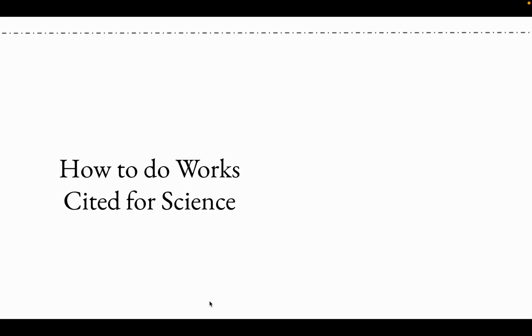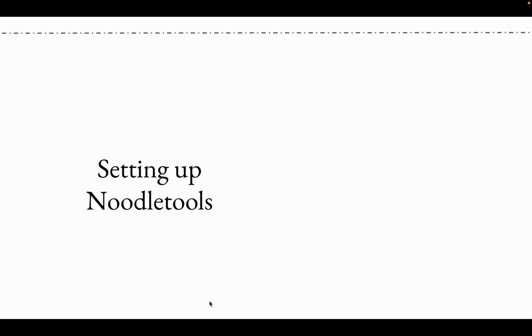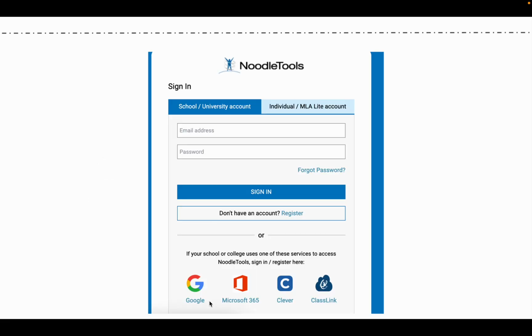Scientists, let's talk about how to do a works cited page for science. Okay, very first thing you need to do is make sure you have Noodle Tools set up. A lot of you have already used Noodle Tools, but just a really quick reminder, you go to noodletools.com, you sign in using your regular old Gmail type stuff, right? So it's your username and your password for all of your Google stuff for school.